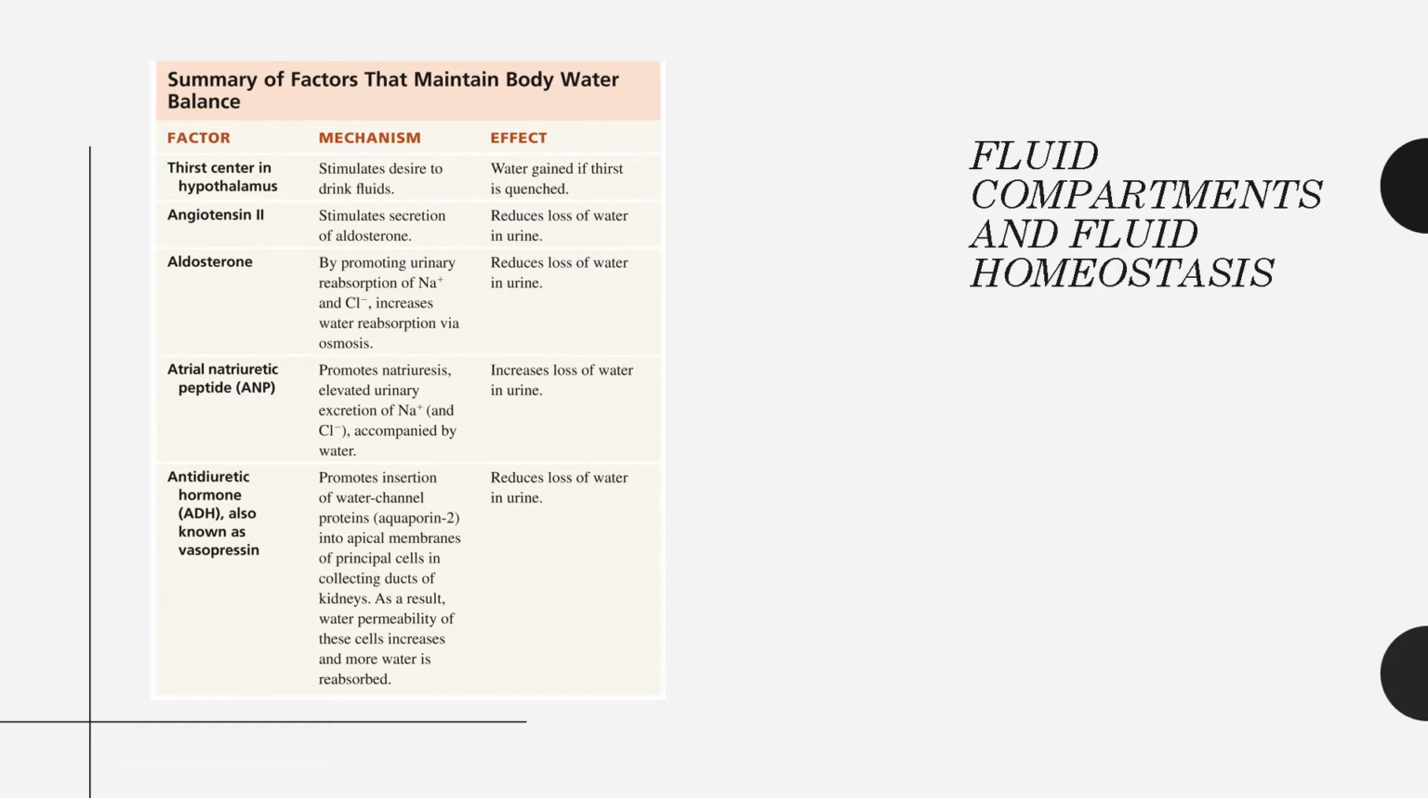Here's a really nice table that summarizes the factors that maintain our body water balance. So this is a really good one to look over. So we have things like angiotensin II, aldosterone, ANP, and ADH. They're all here, and it shows the mechanism and also the effect that these hormones have. Again, these are all things that we've talked about already, but having a nice table to summarize all of that is helpful. So definitely take a chance to look this over, and you can use this in your studying.